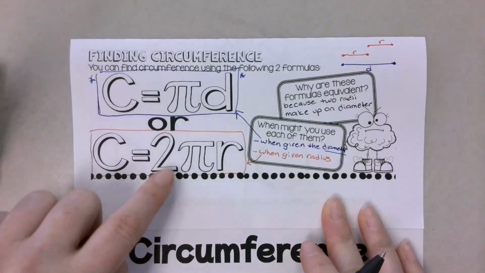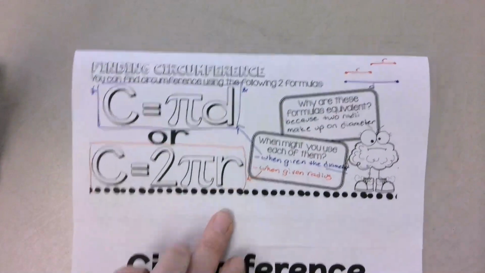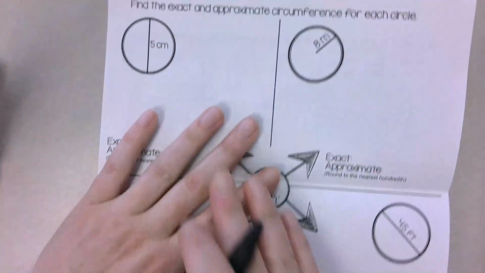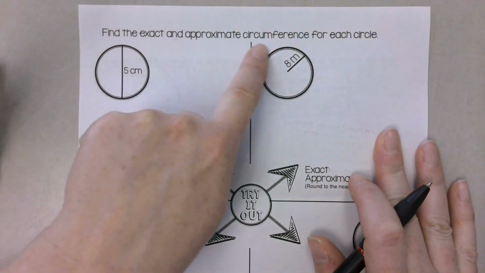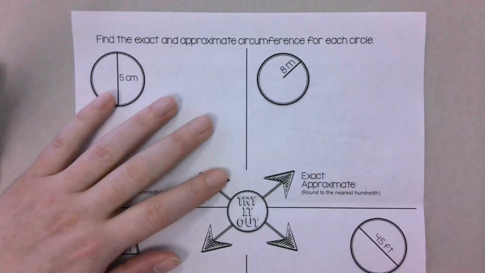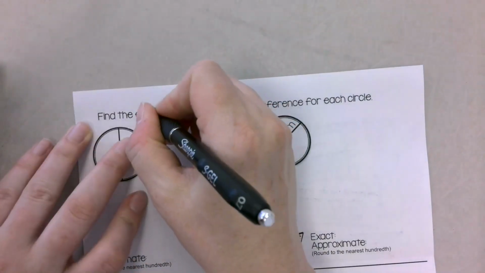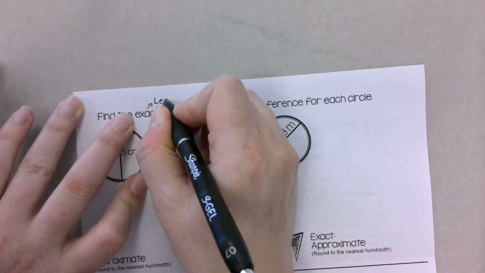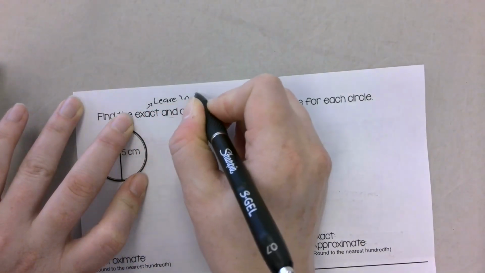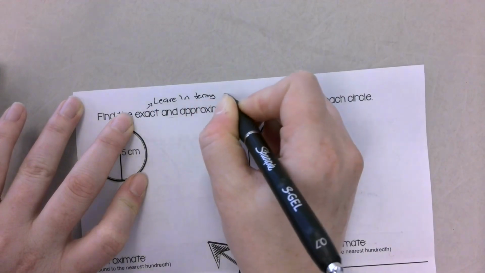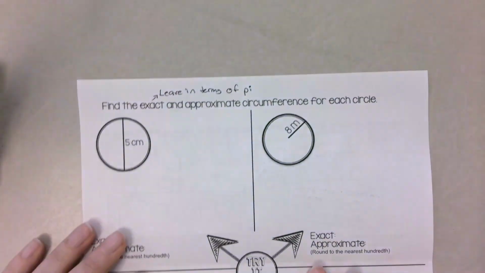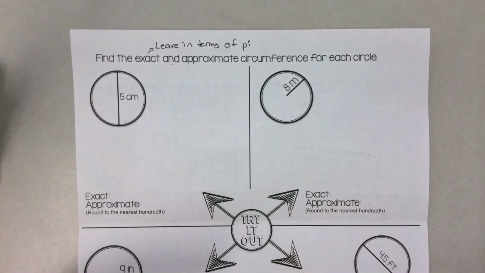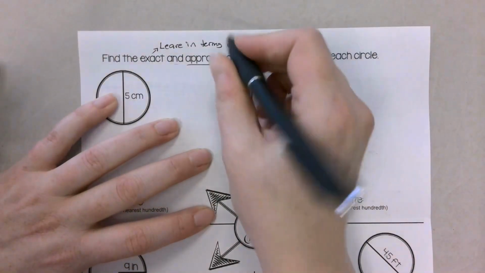Okay, now we're going to use these two formulas to find the circumference of these circles that are on the inside of your foldable. Notice that it says find the exact and approximate circumference for each circle. What they mean by exact is they want us to leave it in terms of pi. So our exact answer is going to have pi in it, whereas our approximation is going to be a decimal.